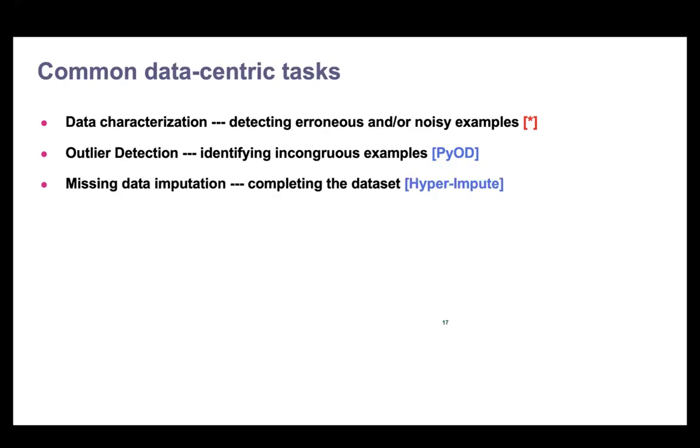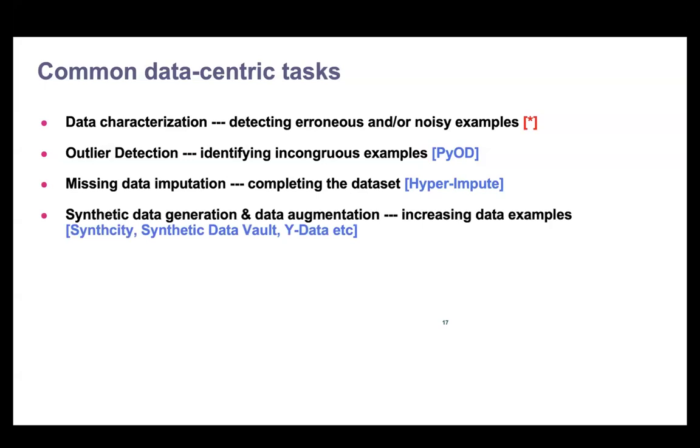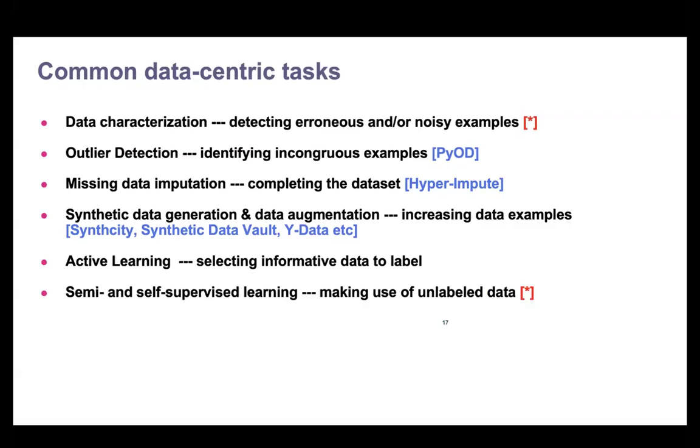Then missing data imputation, so completing datasets. This is a huge issue in healthcare, where you often have missingness of samples, and something like HyperImpute from CCM is something I definitely recommend. Then there's synthetic data generation and data augmentation, so increasing data samples, and I think Zhaozhi has shown a lot on that, so I don't need to talk a lot about it. Then there's active learning, so selecting informative data to label. Given an unlabeled dataset, which should you send to a domain expert to label? And then semi- and self-supervised learning, so making use of unlabeled data.